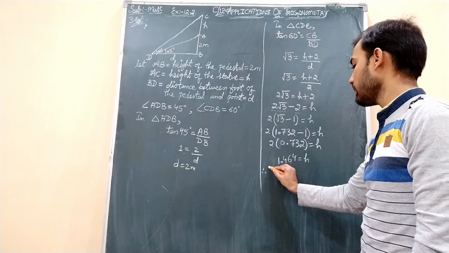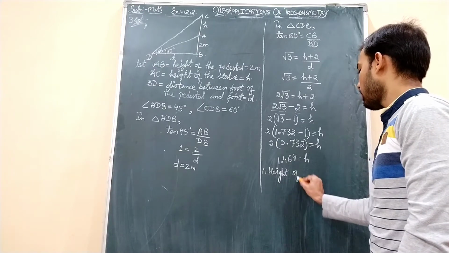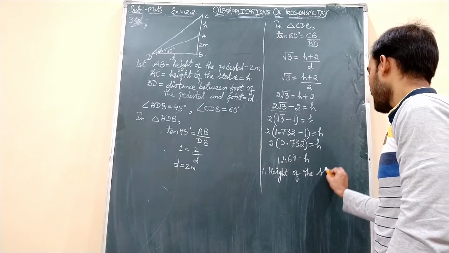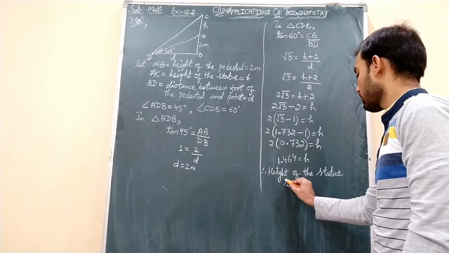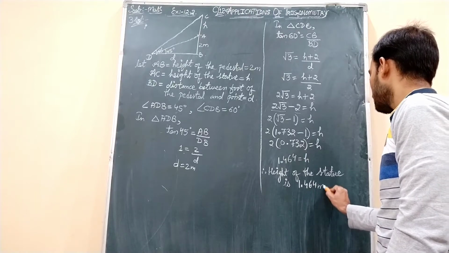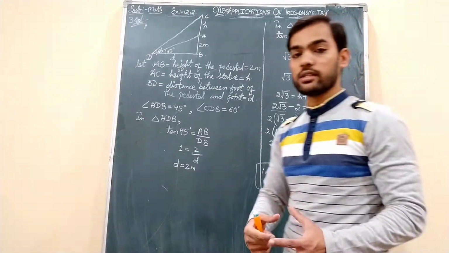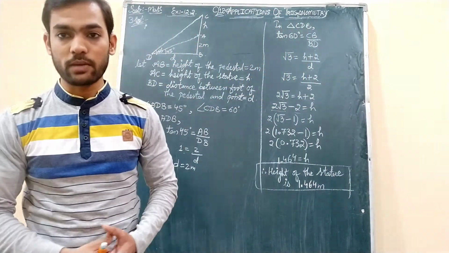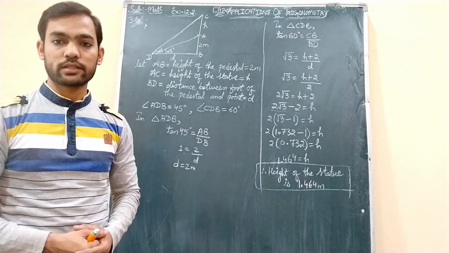So at last you can write, therefore, height of the statue is 1.464 meters. Okay students, very easy question, but it has been asked for 4 marks once or twice. Okay, so note down this one, then we will do next question.